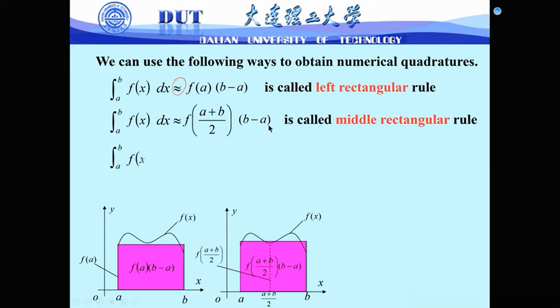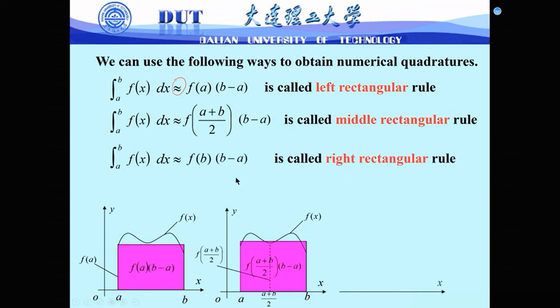Of course, you can choose another one. For example, the right endpoint, f(b), as the height to multiply the length b minus a. Of course, you see, in this case, the error is big, right? The error is big. This is the right rectangle rule. Is it okay for you? Now we only use one point here. We just use one point. Of course, it is not good enough, right?